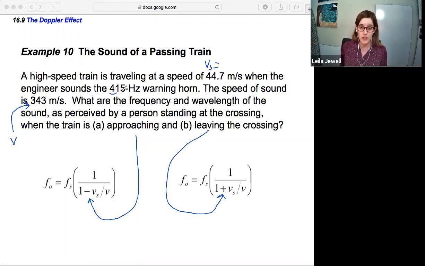And then the 415 hertz, which frequency is that? Is that FO or FS? This is what is generating the noise. This is the source. So I'd call that FS. And then perceived by the person who is not at the source, that is the observer. So that is what we are trying to solve for. So now we can plug and chug.